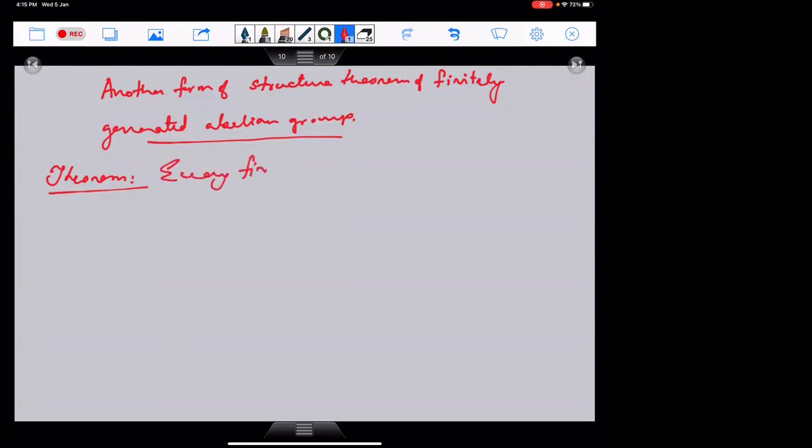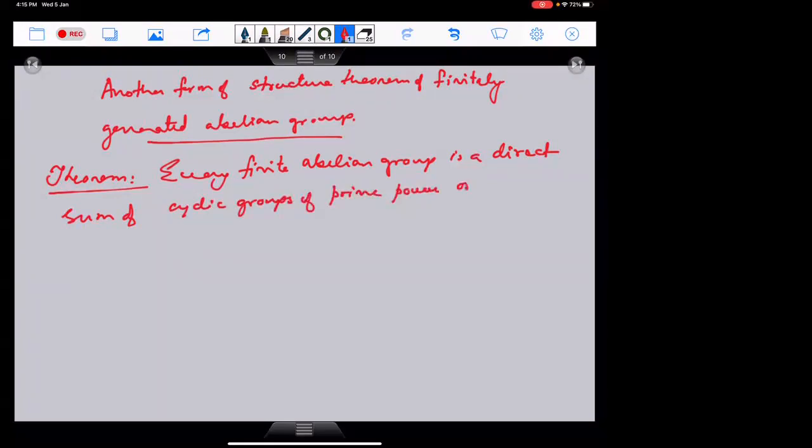Every finite abelian group is a direct sum of cyclic groups of prime power orders. So whatever the order is that we are given, I have a prime factorization.